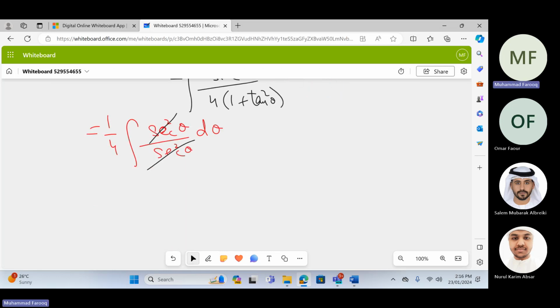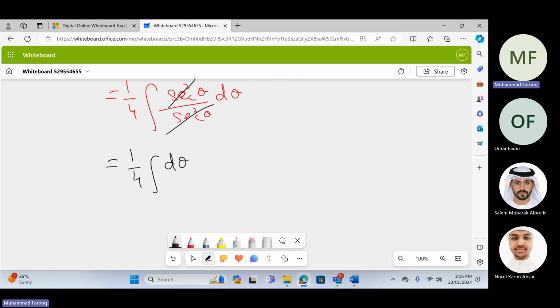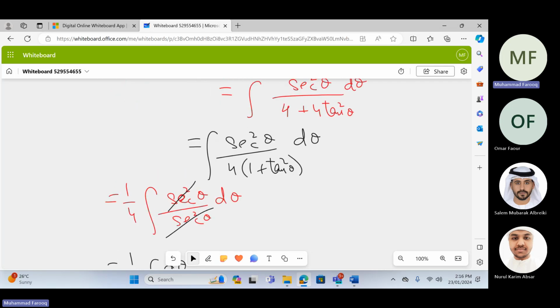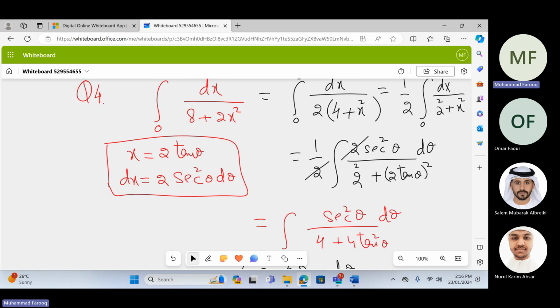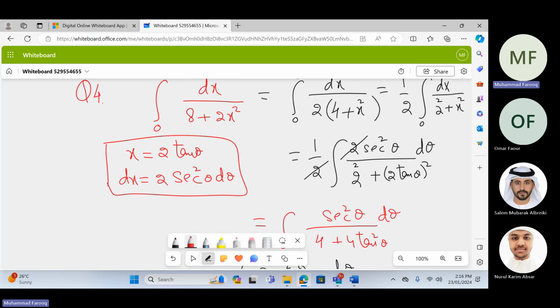So what do we have now? We have 1 by 4 and d theta. So 1 by 4 times the integration of d theta. The integration of d theta is theta. So we have 1 by 4 and theta. Now we have to go back, because our question is in x, not in theta. So I have to find the theta value from the substitution. I need only theta.